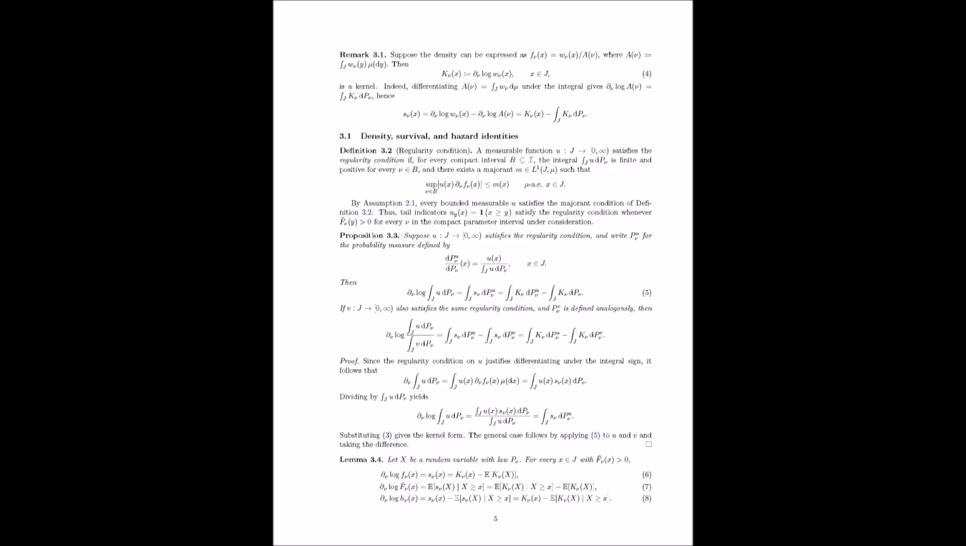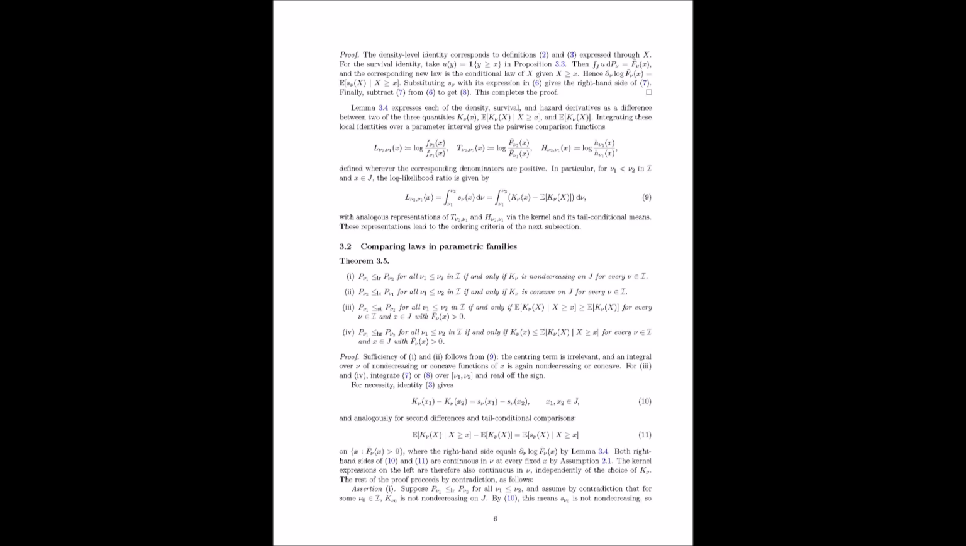Assertion 1. Likelihood ratio order holds if and only if the kernel is non-decreasing. Assertion 2. Relative log concavity holds if and only if the kernel is concave. Assertion 3. Usual stochastic order holds if the conditional tail expectation is greater than or equal to the base expectation. And assertion 4. Hazard rate order holds if the kernel is less than or equal to the conditional tail expectation. Exactly. It maps the geometry of the kernel directly to the macro behavior of the probability.